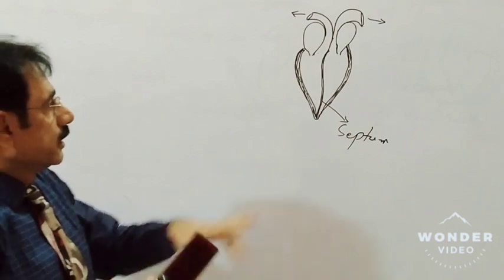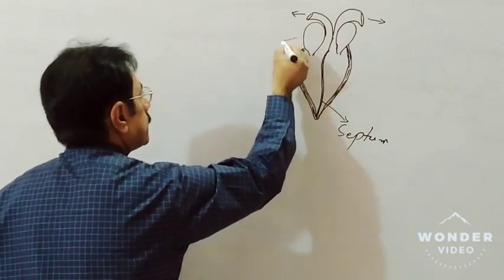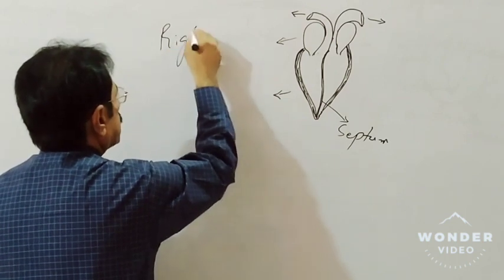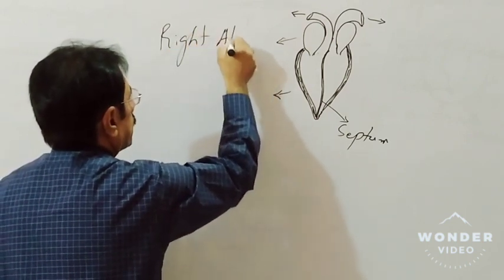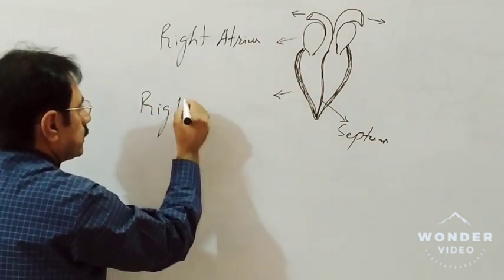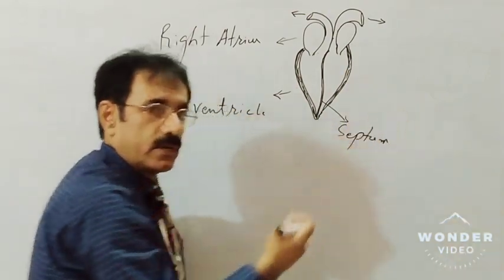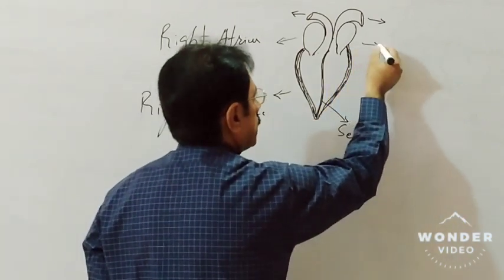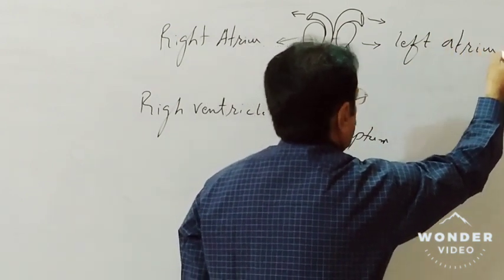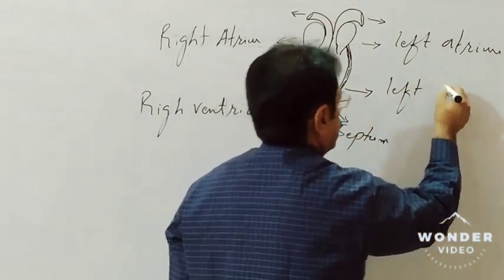The chambers are named according to the right and left side. This is the atrium on the right side, and thus it is called the right atrium, and this is the right ventricle. This is the left side of the heart, and thus the chambers are named: this is the left atrium, and this lower left chamber is the left ventricle.